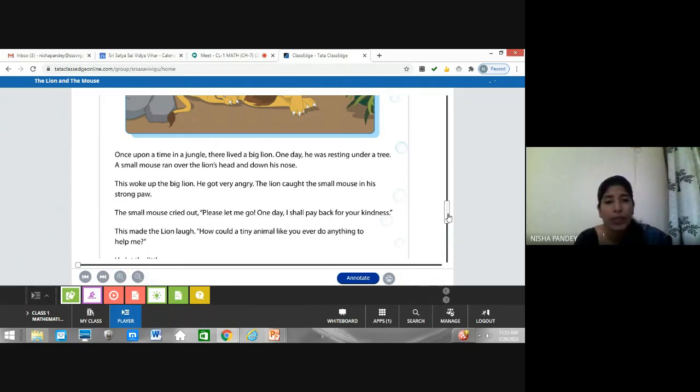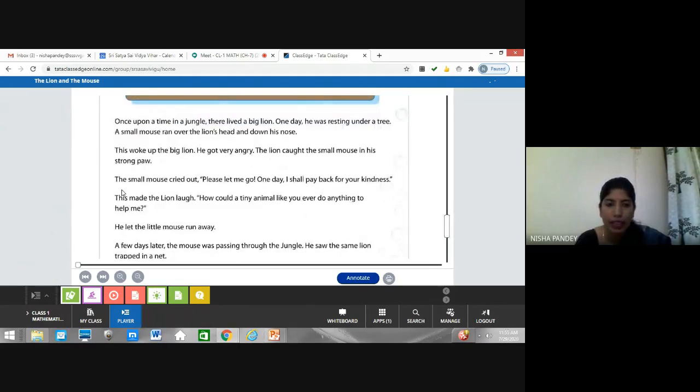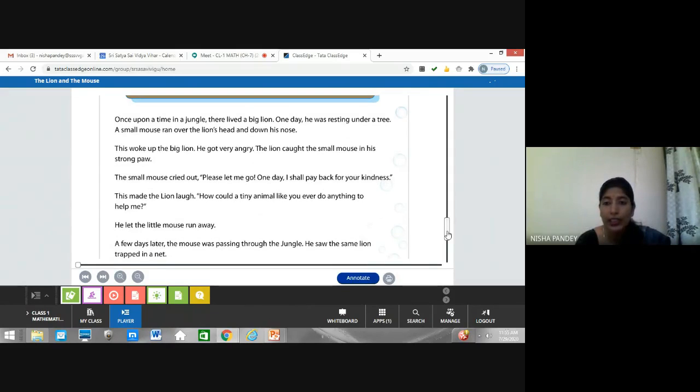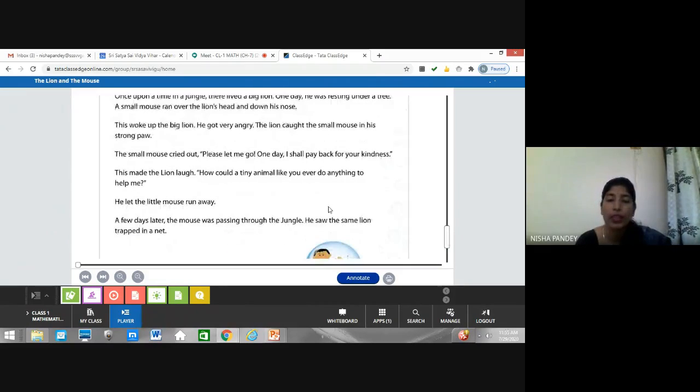So mouse ne kya bola, please mujhe jaane do. He started crying because he got scared. Aaj to lion mujhe maar hi dalega. And he said, please let me go, mujhe jaane do. And if you will show this kindness to me, I'll pay for it. Means main aapko kabhi na kabhi iske badle mein koi help karunga. Kindness means aapke dayalupan ke karan, jo aap mujh pe dikhayenge, mujh pe jo daya karenge.